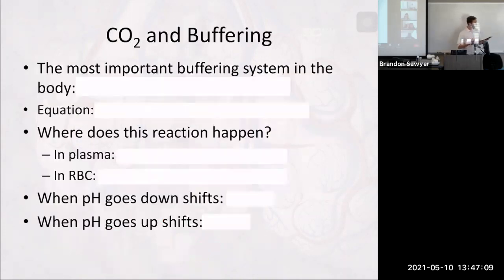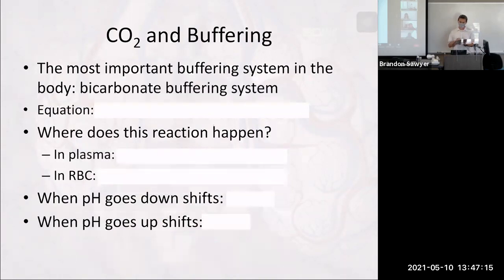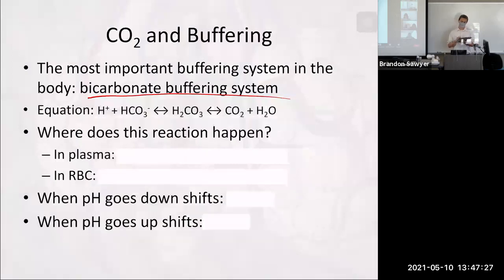And so this is all centered around this idea of a buffering system as well. We looked at this buffering system last semester. The most important buffering system in the body is our bicarbonate buffering system. This is definitely the primary buffering system of the extracellular space in our bodies. The equation for that is right here. We've seen this equation before. We take the hydrogen ion with the bicarbonate ion on one side, we have carbonic acid in the middle, and then we have CO2 and water on the other side.